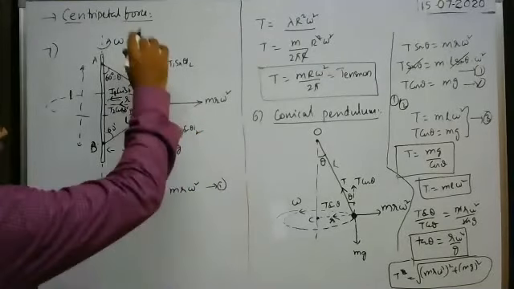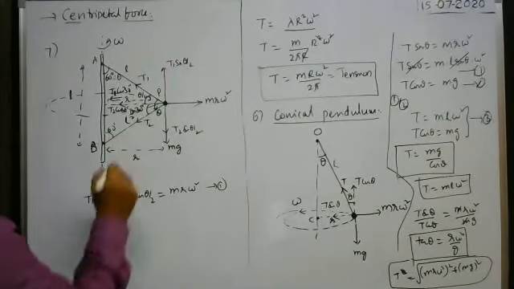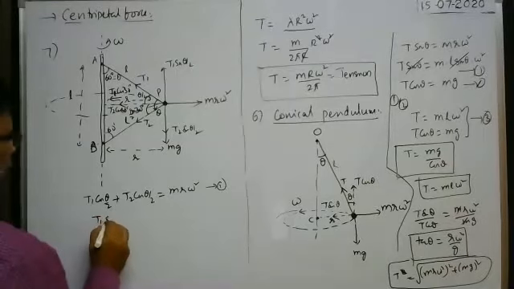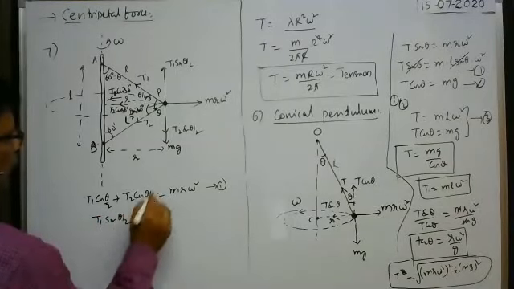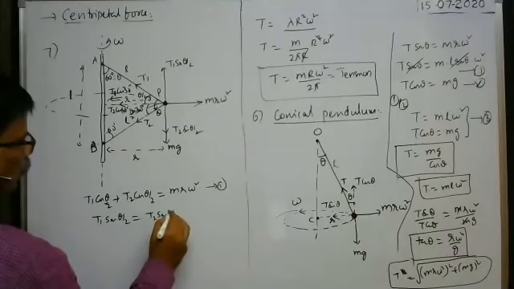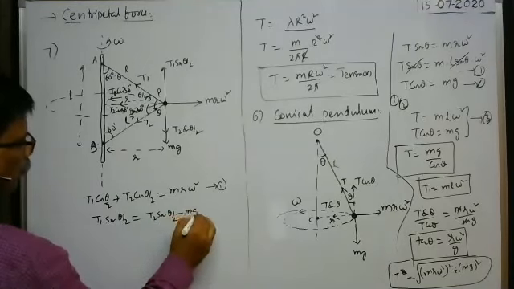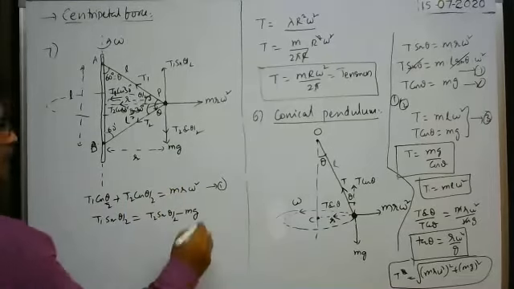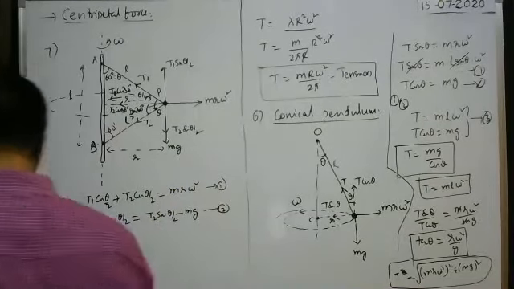Along the y-axis, that means along the vertical direction, T1 sin theta by 2 is equal to mg plus T2 sin theta by 2, or T2 sin theta by 2 minus mg. This is equation 2.